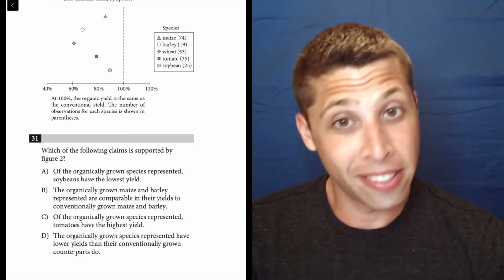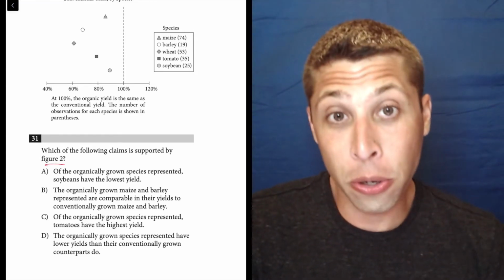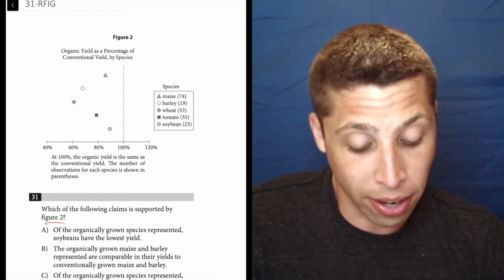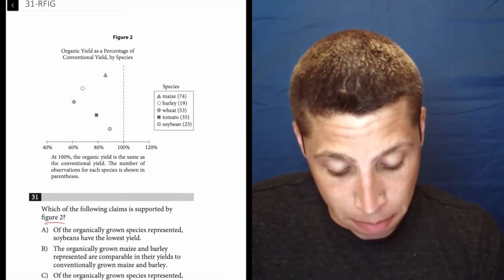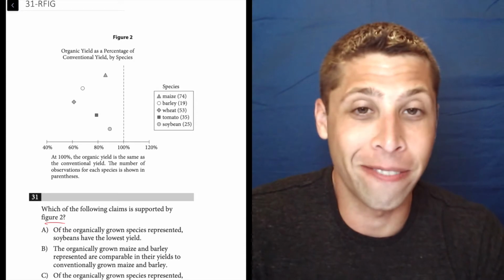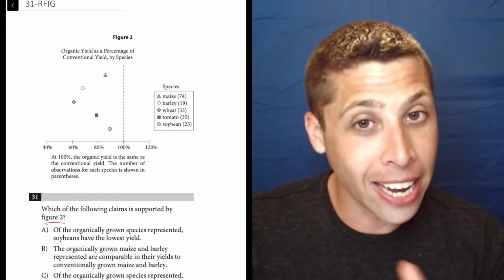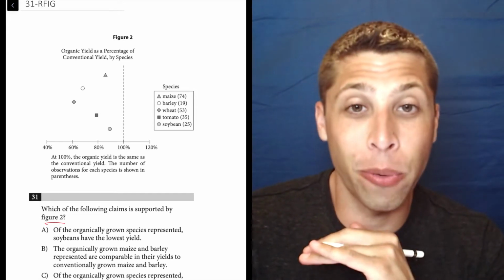Question 31 is now telling us to go to figure 2. But if you saw my video for number 30, it's the same kind of thing. Nothing's really changed, it's a different figure, but we're not really changing the strategy. Still, we need to follow instructions. We need to not make any assumptions about this graph other than what is directly there.